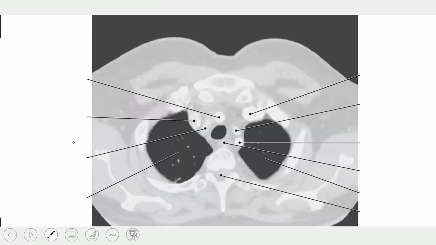Okay. So a bit of activity for you. Can someone tell me what this structure is?